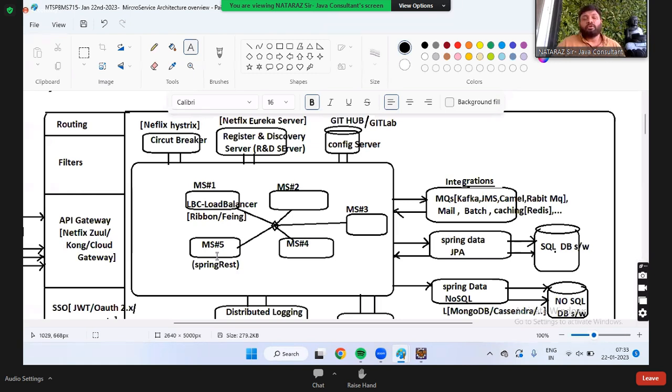All these microservices will be registered where, to make them discoverable for other microservices? Netflix Eureka server, right, boss? Netflix Eureka server, nothing but the registry server.